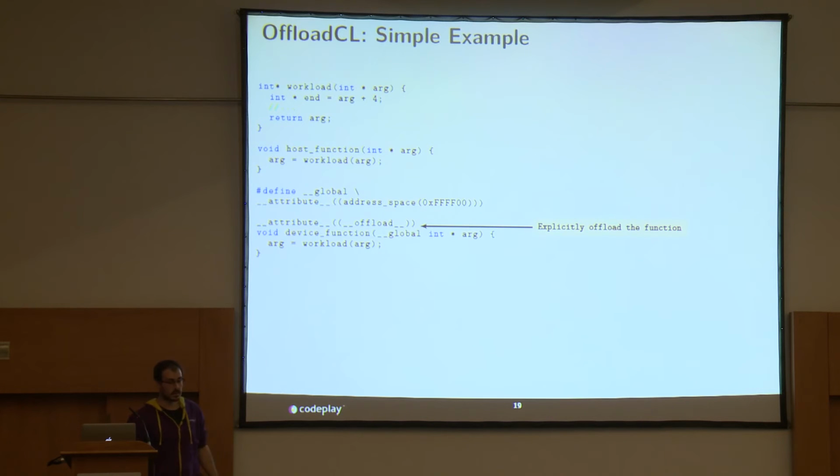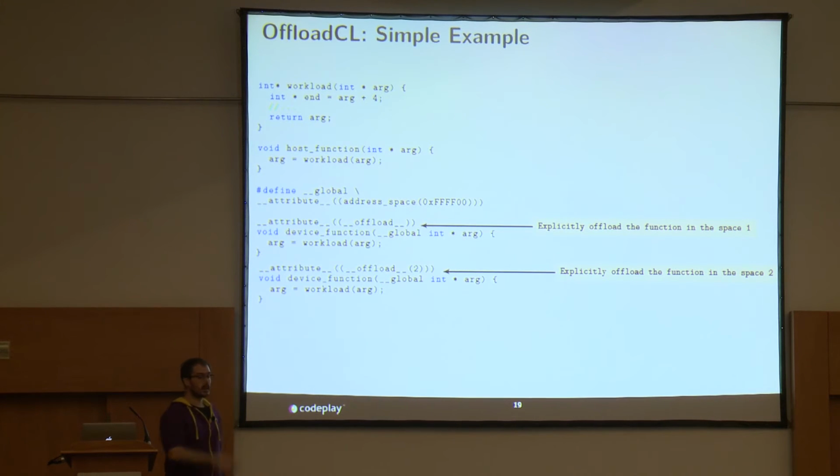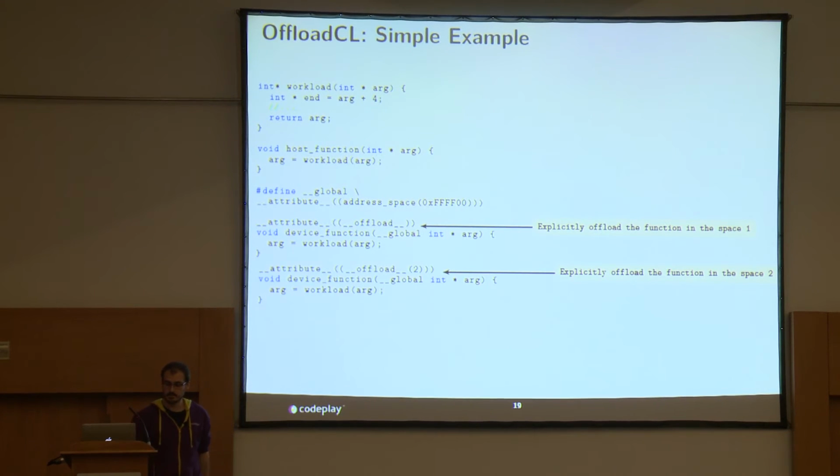And now we get to this part. We get our attribute offload that explicitly says, hey, I'm executing this function on the device. We can put a parameter to say, by default, this is in space 1. And we can say, oh, this is another space or another kind of device function. Just assign a number to it. There's no relation between the numbers. You could just replace it by an enum. It's just to assign them to two different spaces.